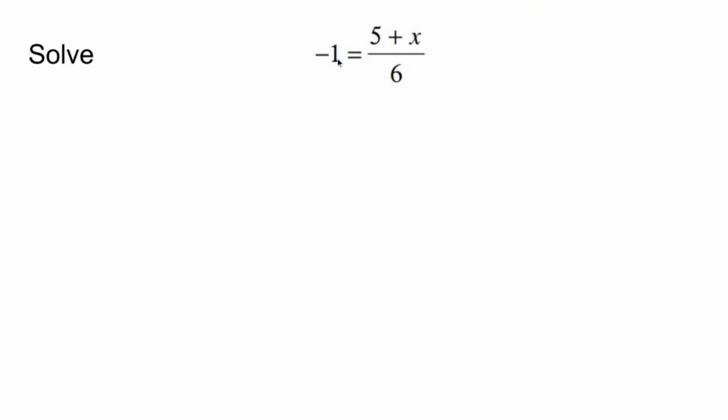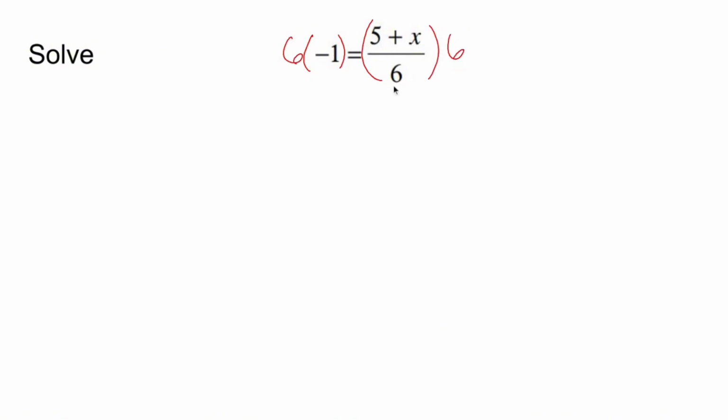We have ourselves a two-step equation in which we are dividing an entire side by a number. Whenever you have an equation where you divide an entire side by a number, the first step you're going to want to do is multiply both sides by that number. So I'm going to multiply both sides by 6.